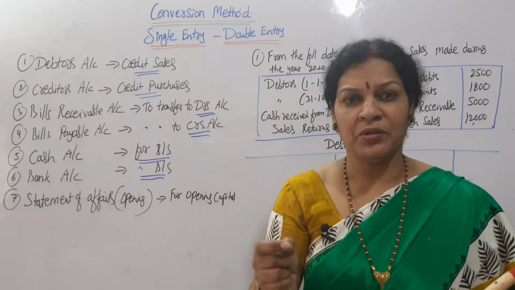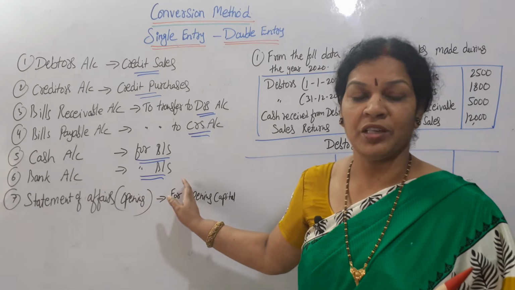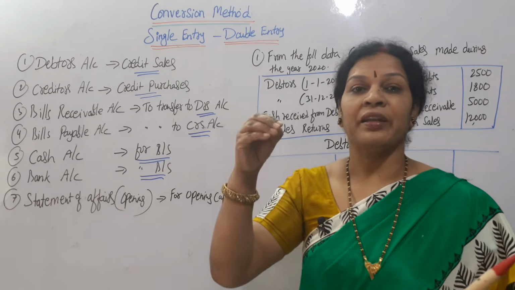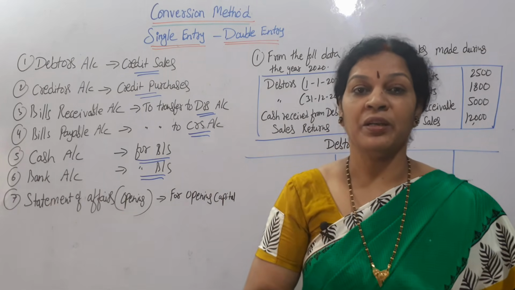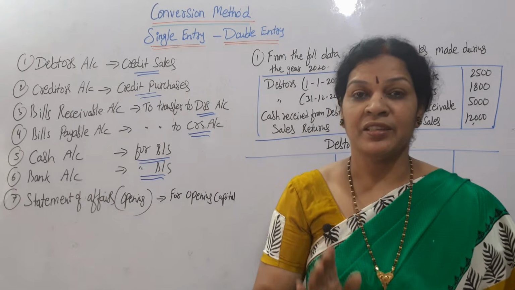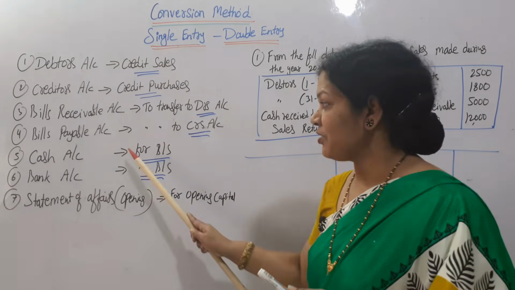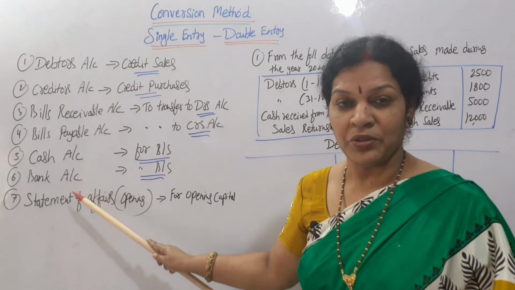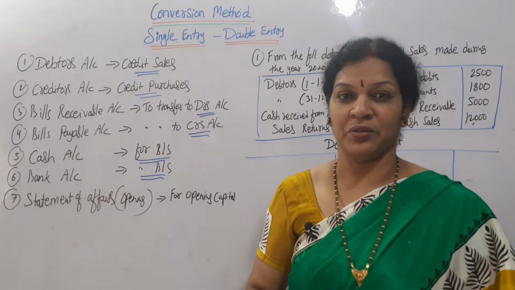What is the amount you are going to write? If any information is there related to the bank, we'll open the account, and the closing balance we are going to write into the balance sheet as an asset. Cash in hand, cash at bank, we are going to get from the cash account and bank account.